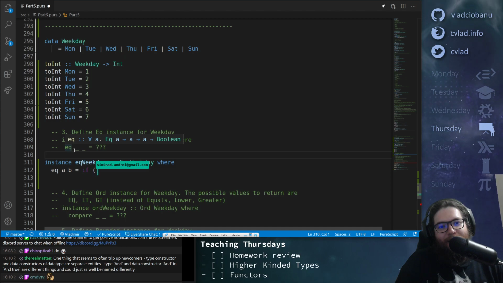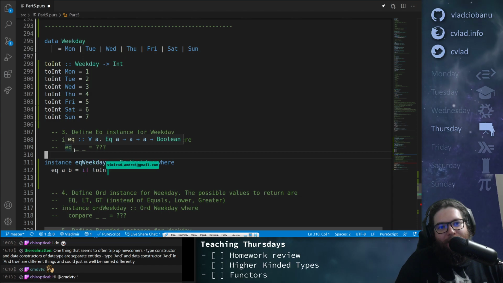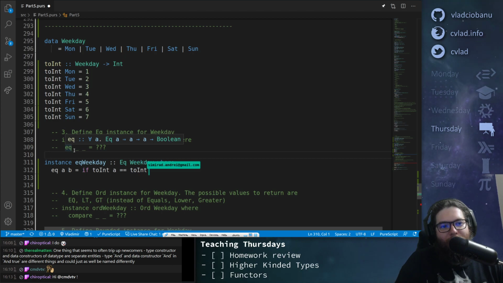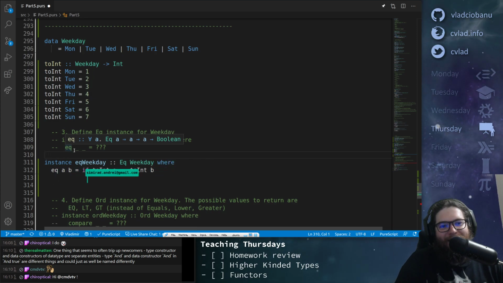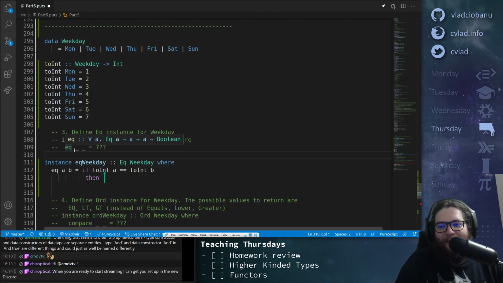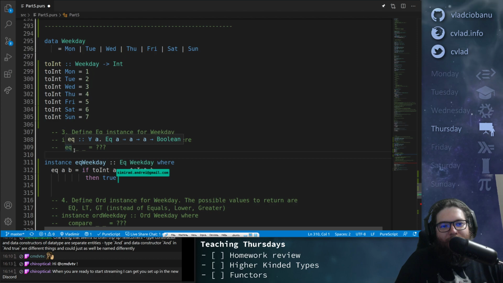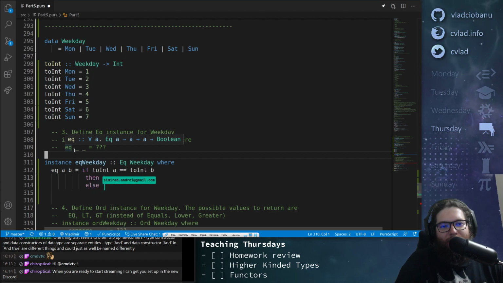Okay, so this is how it should work in my head. If toInt a equals toInt b, then we get true, and otherwise we get false. Again, you don't need parentheses, just a space. Autocomplete is killing me, sorry.